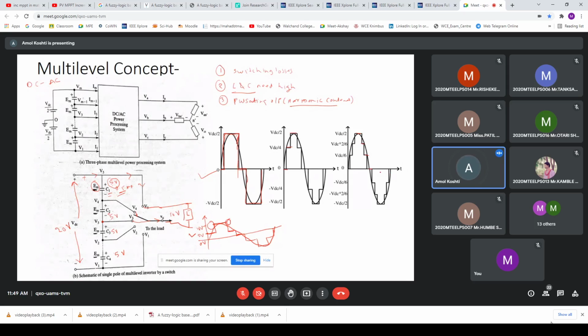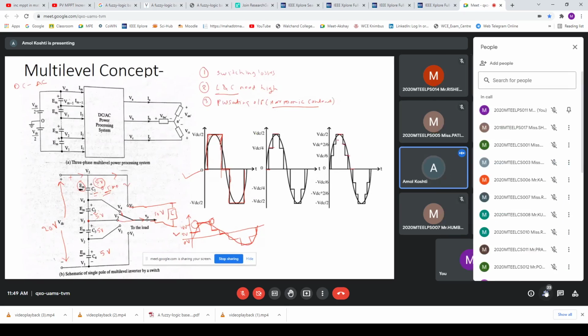And this inverter is named a multi-level inverter because at the end we get multiple levels, and from this we are producing the output. So that is the reason it is named a multi-level inverter. I hope you understand the concept.